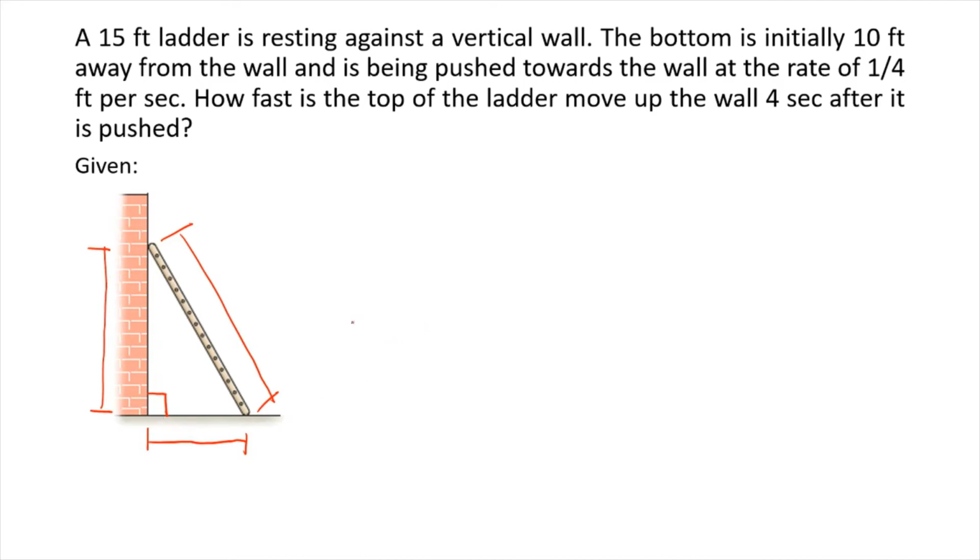Okay, so let's define the quantities or the dimensions involved. First, we have the length of the ladder, it's 15 feet. And then the bottom of the ladder is initially 10 feet away from the wall. So this distance is initially 10 feet. But if we continue reading the problem, the bottom is being pushed towards the wall. So initially this is 10 feet, and over time this will change because the bottom will be pushed towards the wall. So since it is changing over time, let us label it as a variable, say x. Okay. But again, let's keep in mind that it's initially 10 feet.